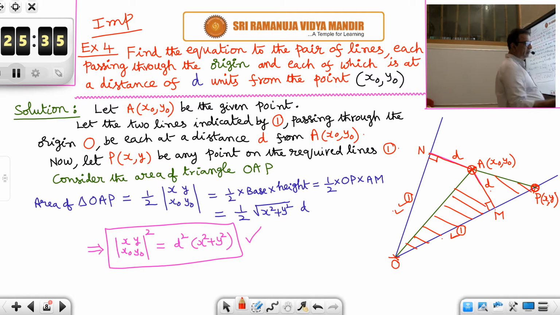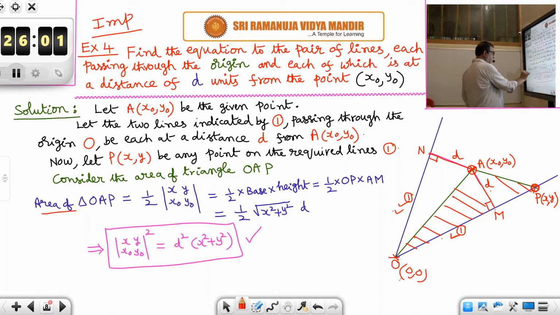Find the area of the triangle OAP in two different ways and equate them. First way is using coordinate geometry. O is (0, 0), A is (x0, y0), P is (x, y). If three points are known, and the origin is one of them, then what is the area of the triangle?